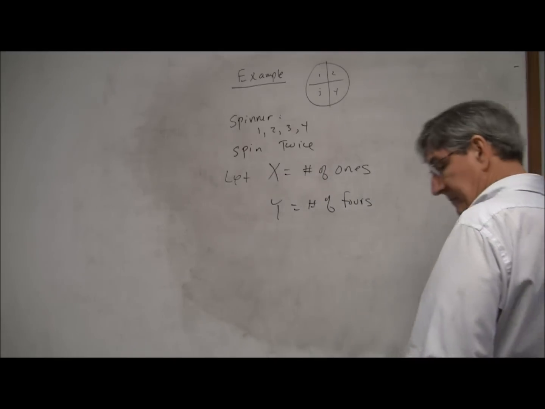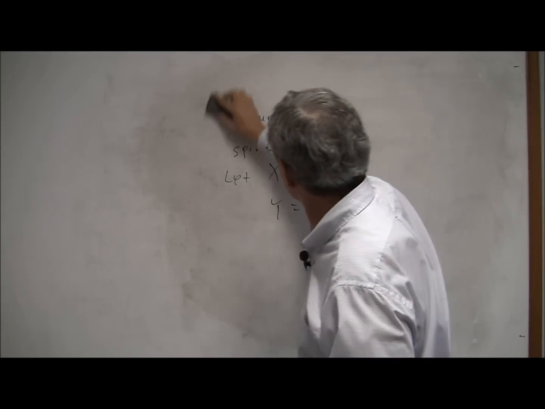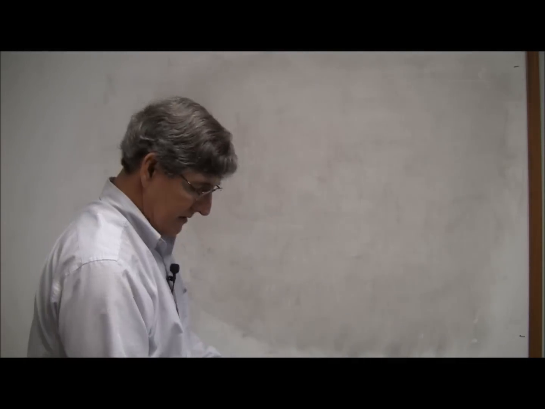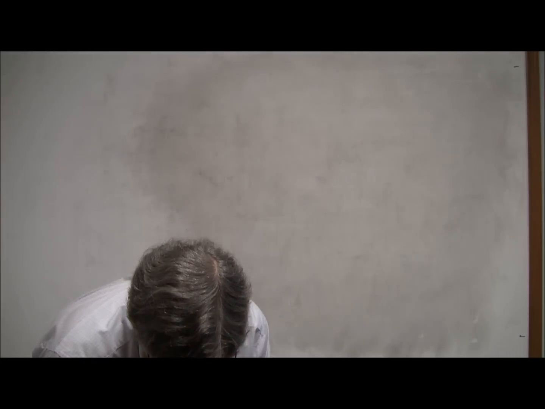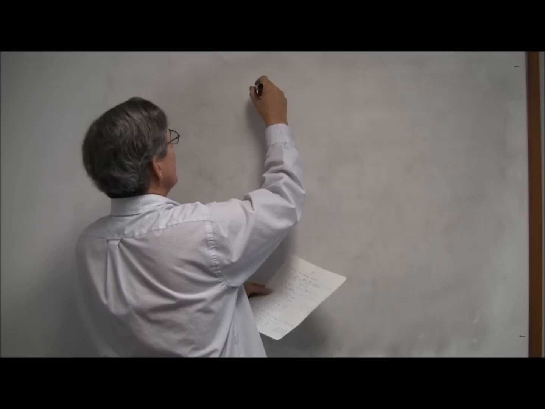So let me draw something here. I'm going to erase this. Sorry, I need more room. So we can write out all the possible outcomes. So this is the outcomes for the spinner.